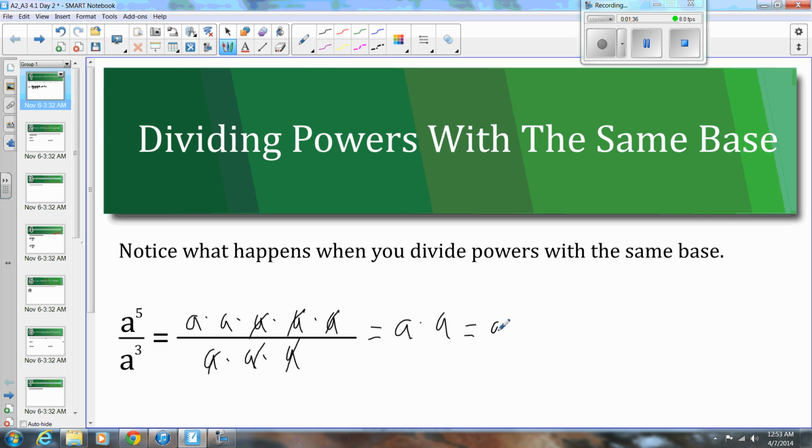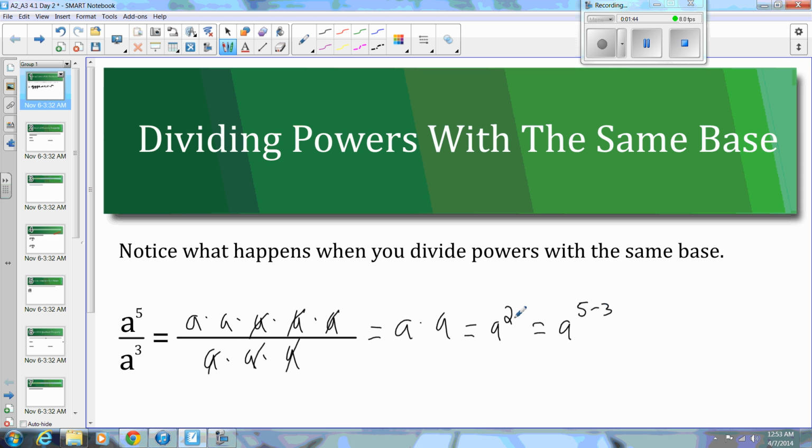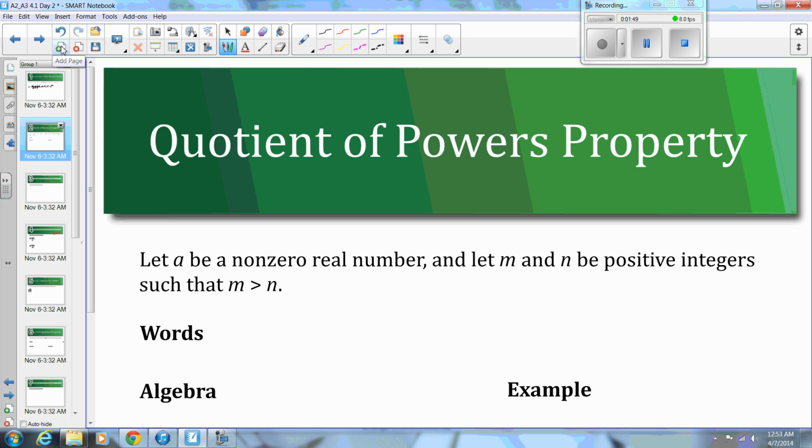Which is equivalent to a squared, which, as you'll see, the exponent rule sort of developing, is a to the 5 minus 3. What are the two exponents we had here? 5 minus 3, 2. All right, so let's take a look at that more clearly, and we'll sort of define it.